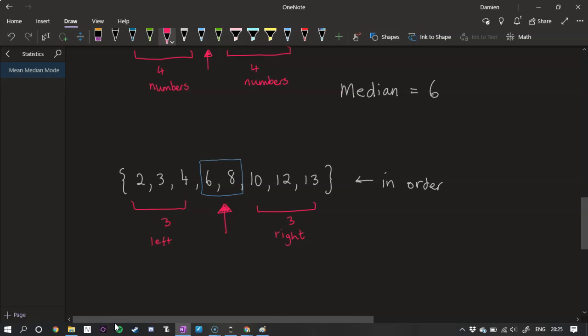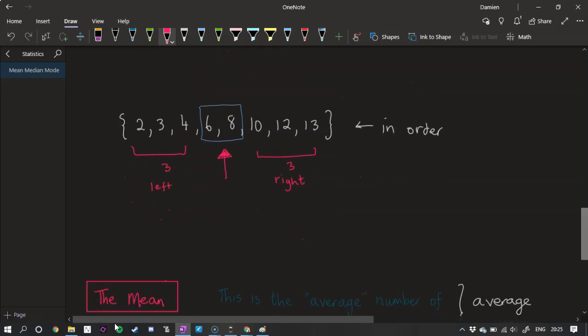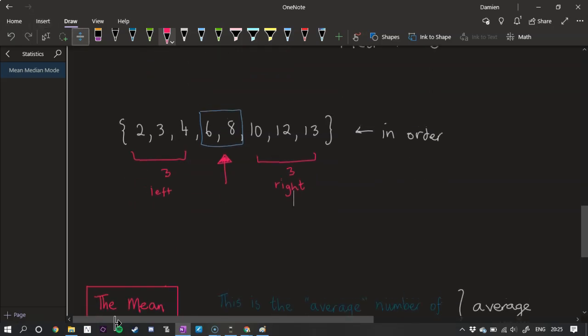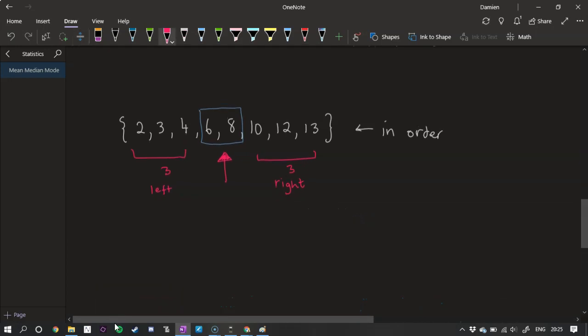But it doesn't stop there. You don't just write down the median as 6 and 8. What you need to do is try and find the number that's in the middle of 6 and 8. Now this is one way you can do it. So what number is in the middle of 6 and 8? Halfway between 6 and 8. And the answer, of course, is 7. So in this one, you can write down the median is 7.